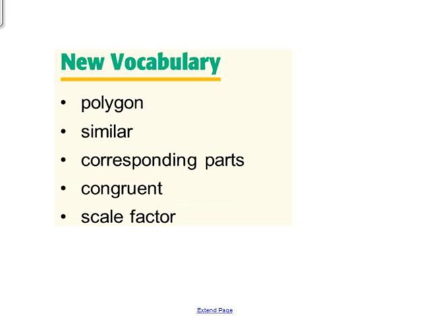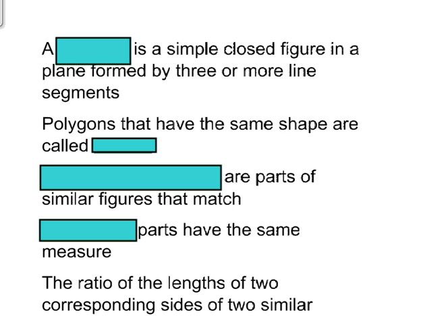So we've got some vocabulary that we have to cover. We need to learn what a polygon is. We need to learn what similar means, corresponding parts, congruent, and scale factors. So let's get those notes down. A polygon is a simple, closed figure in a plane formed by three or more line segments. So it could be a triangle, it could be a rectangle.